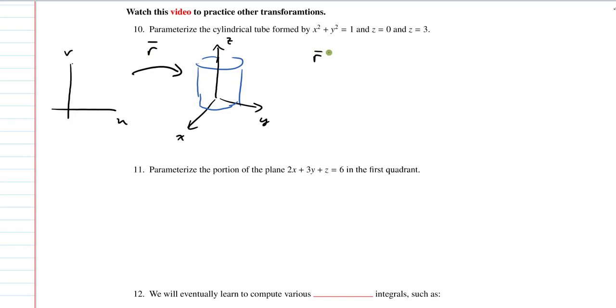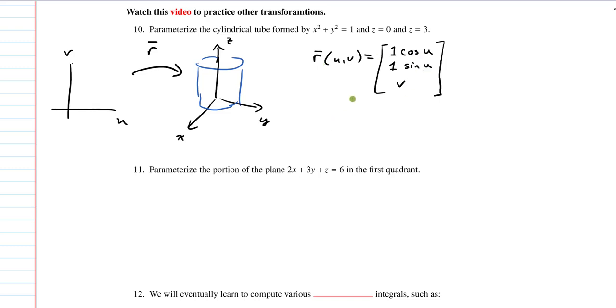I think that we're going to use our R of UV to be these three functions here. One cosine of U, one sine of U, and then we'll let the last component just be V. And I would recommend memorizing this as how you parameterize a cylindrical tube.